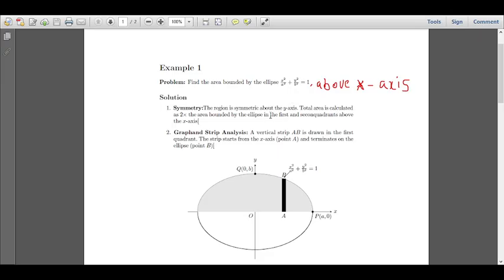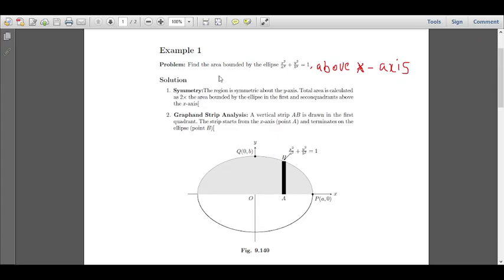If the region is symmetric about the y axis, that means the points are plotted in the first quadrant (x, y) and the second quadrant (minus x, y). So our region is located in the first and second quadrants. Hence, the total area is 2 times the area bounded by the ellipse in the first quadrant above the x-axis. So what will we do? We will calculate the area of the region in the first quadrant and multiply it by 2 to get the total area.